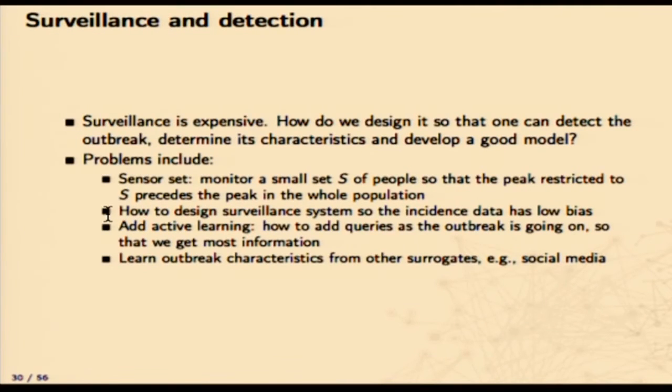The next set of important problems is surveillance and detection. We cannot hope to monitor everyone. So the question here is, can you monitor some strategic people or collect data in some way so that you can figure out characteristics of the disease just from your surveillance set? There are different problems here. The sensor set problem is, can you monitor a small set of people so that from the infection states of those people, you can figure out about the disease.